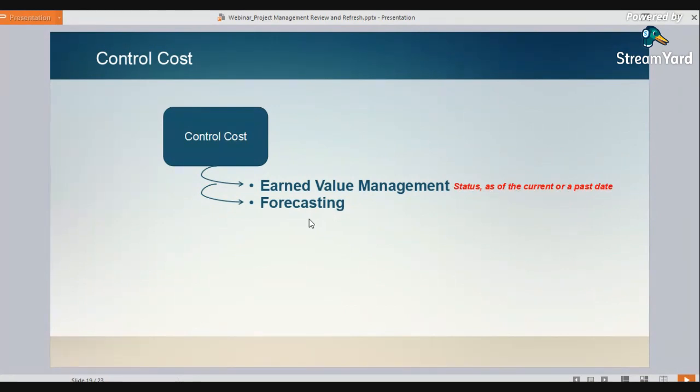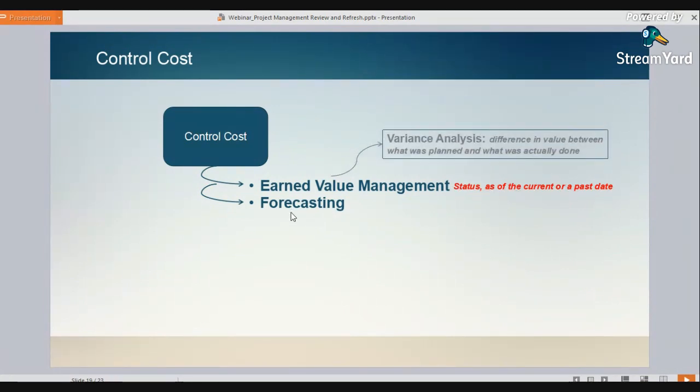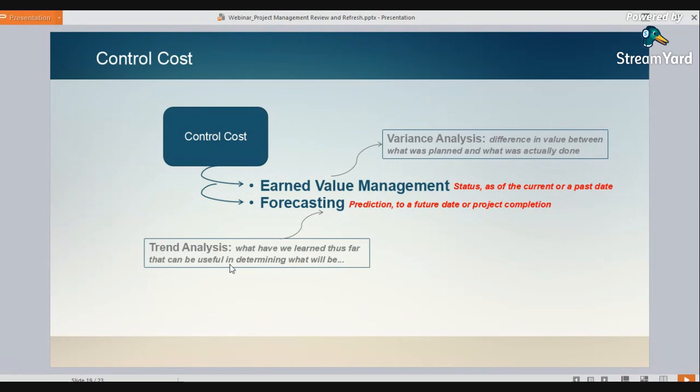So we might say, as of July 31st, here's our current status. Point in time, as opposed to forecasting, which is a prediction. Forecasting, we're looking to the future with our crystal ball and our psychic powers to a future date or project completion. What is it going to look like? What's our cost relative to budget going to look like at the end? Or answer the question, what have we learned thus far that could be useful in determining what will be?